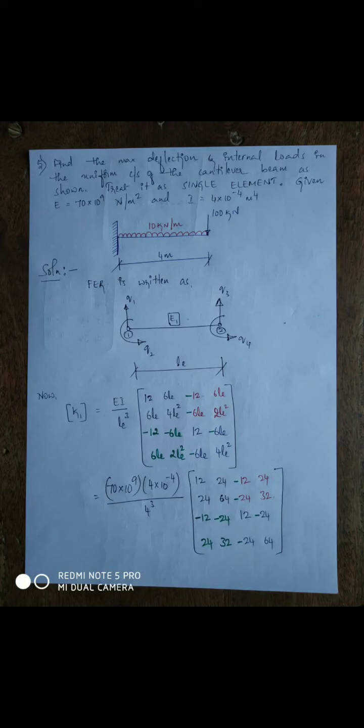Given Young's modulus E equals 70 into 10 to the power of 9 Newton per meter square and mass moment of inertia I equals 4 into 10 to the power of minus 4 meter to the power 4.